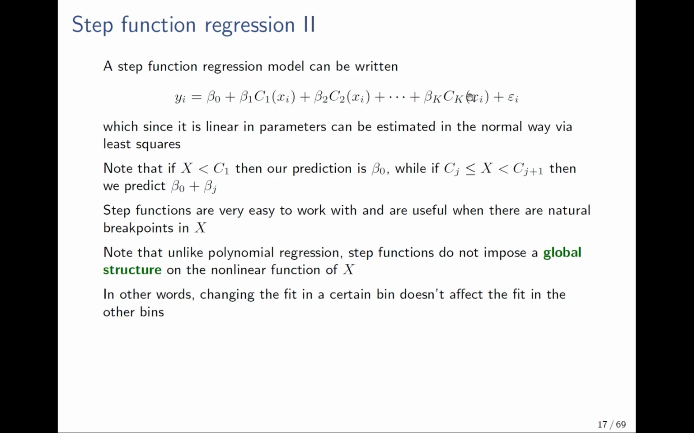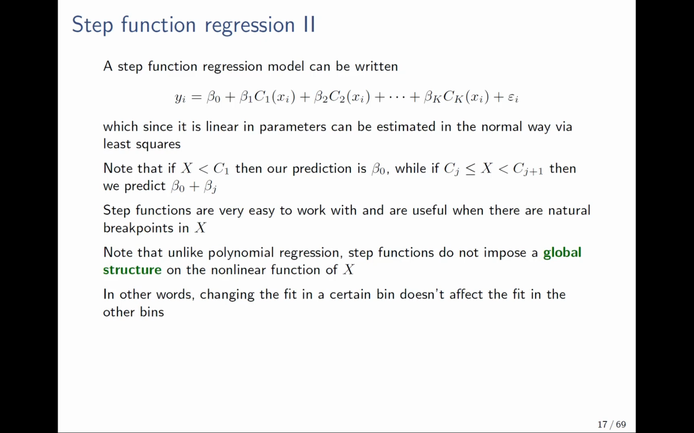If x is less than c1, given this model, then our prediction is going to be beta naught, because all of these step functions are going to equal 0. If cj is less than or equal to x less than cj plus 1, then we're going to have beta naught plus beta j, because we always have the intercept, but we're going to get a 1. If x falls within an interval, it's going to be 1, and we're therefore going to get the beta j, and we're going to add it on to the intercept. So it's as simple as that. It's just a dummy variable model.